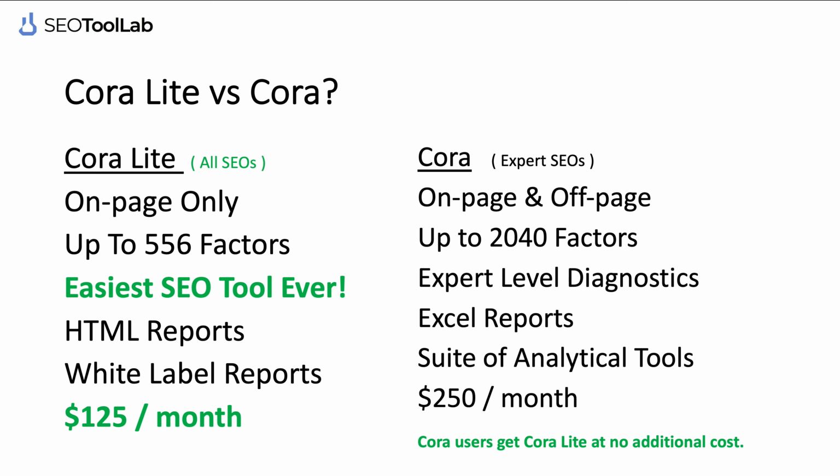Cora Lite's reports are HTML reports. They're intended to be shared. They're not intended to be number crunched like Cora reports are. They aren't the data dump for analysis and review. So there's a difference in the reports.